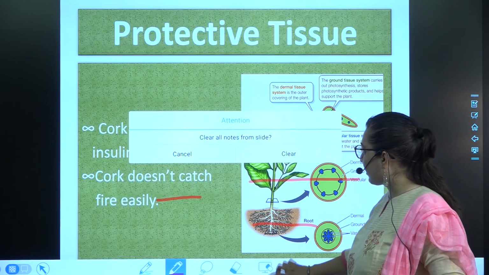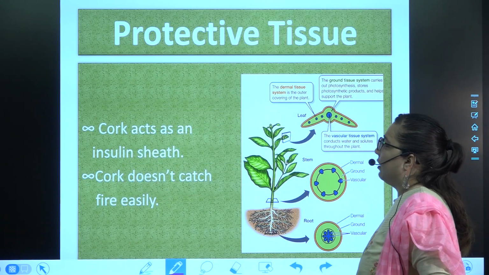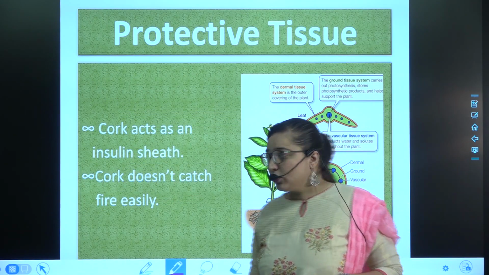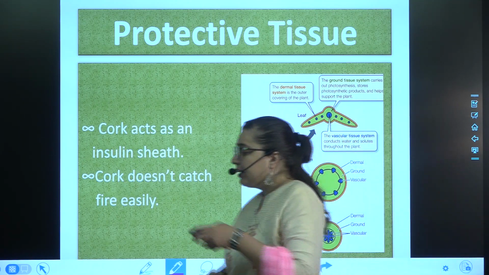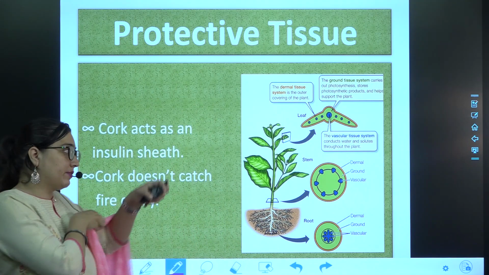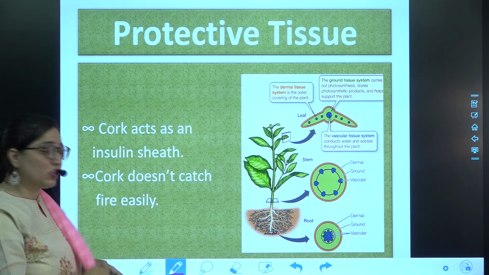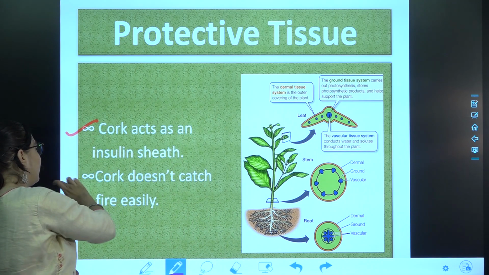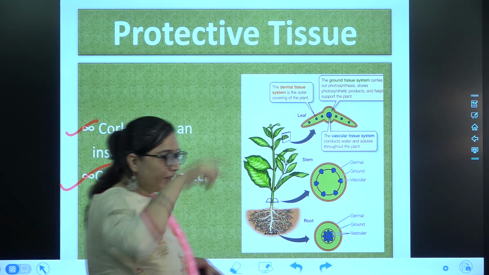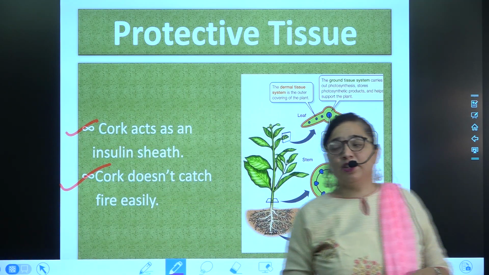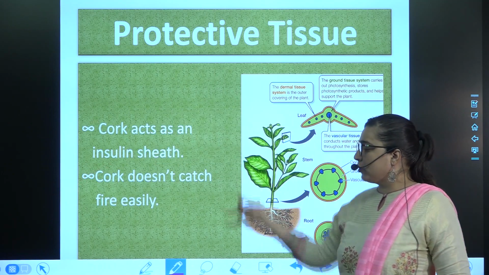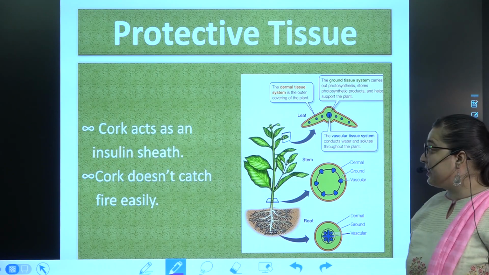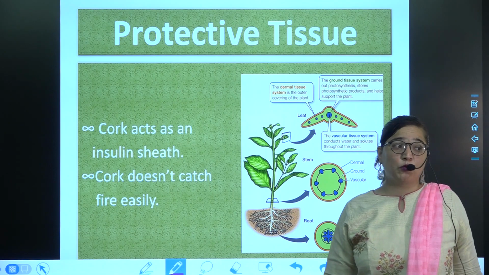Next, this cork acts as an insulating sheath and doesn't catch fire easily, and this was about the diagrammatic look of it. You have noted about stomata, but these two points about cork are left out. Quickly note it down in the cork section, and then we'll move further. Be quick, note this down. I'm giving you 30 seconds to note this down. After that, we'll move further.